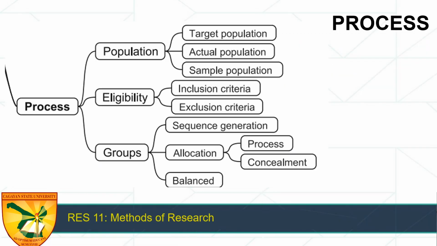So next is the sampling process. This is actually describing your eligibility criteria for your respondents. The sampling process refers to the procedure used in selecting or grouping individuals from the population of interest. So you will see here that you have your eligibility criteria, your inclusion and exclusion criteria.